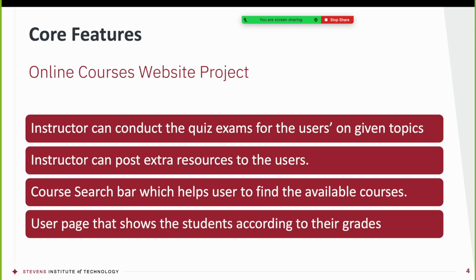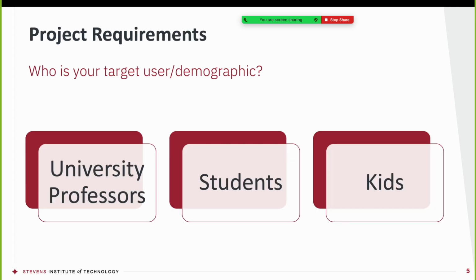So we have added some more core features, like the instructor can conduct quizzes and exams for the users on their related topics so that the course will be more interactive. Also, the instructor can add more study material so the students can study from the extra study materials. We have also added a course search bar, which will help the students find the available courses, so they can see the related courses which they want to select. We have also created a user page where the student will be able to see their grades and their progress.